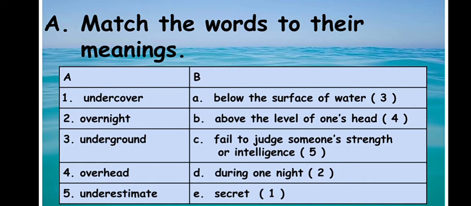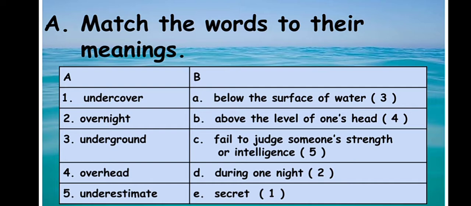The first one, A, is below the surface of water. B, above the level of one's head. C, fail to judge someone's strength or intelligence. D, during one night. And E, a secret. So these are the meanings, and we have to match the words.